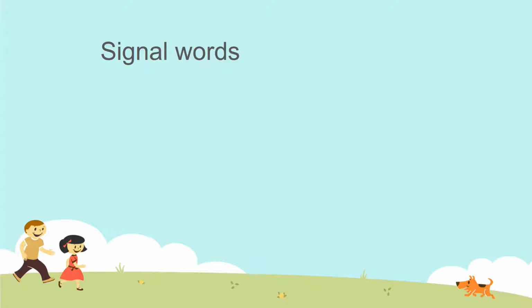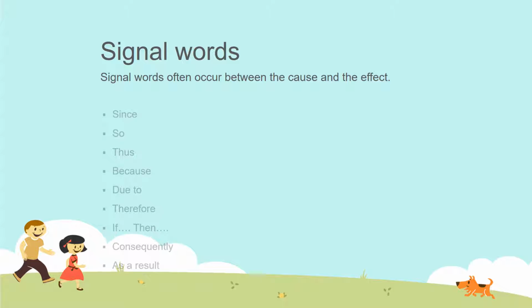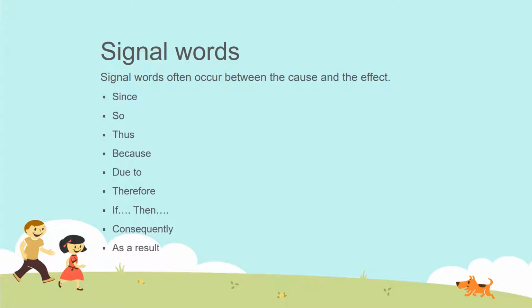One of the key things that we use to determine what cause and effect is in a sentence is signal words. And signal words often occur between the cause and the effect in the sentence. Examples of signal words are words such as since, so, thus, because, due to, therefore, if, then, consequently, and as a result.